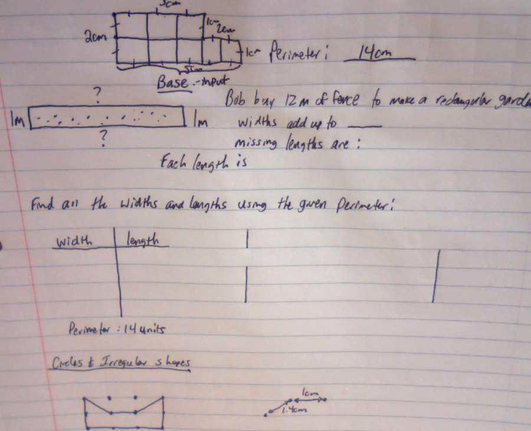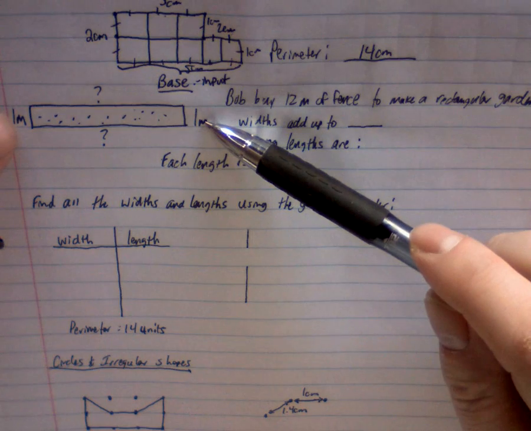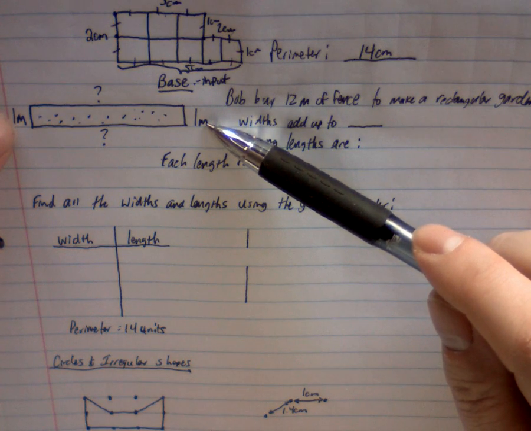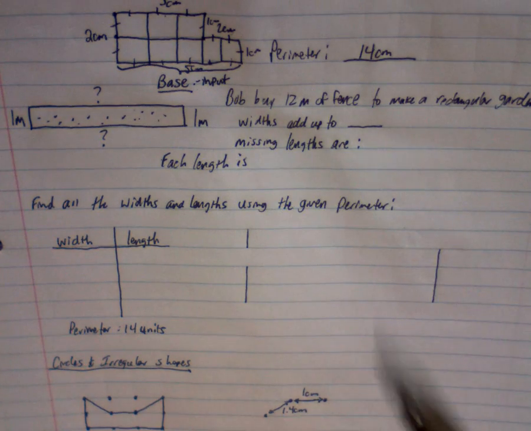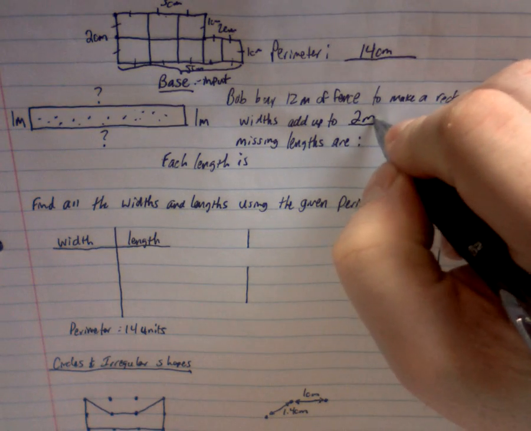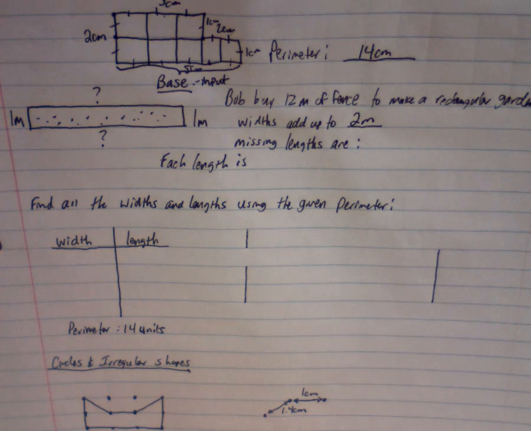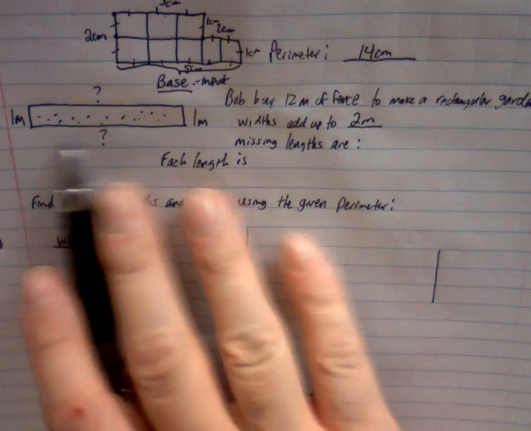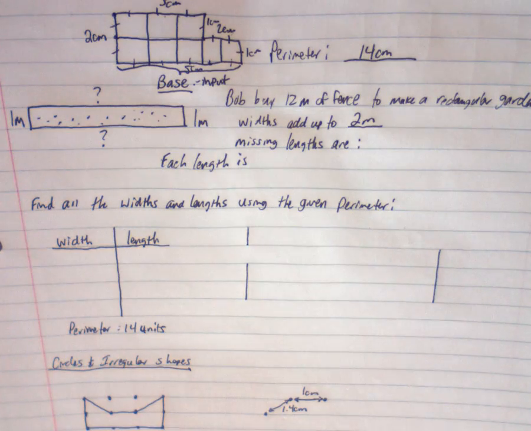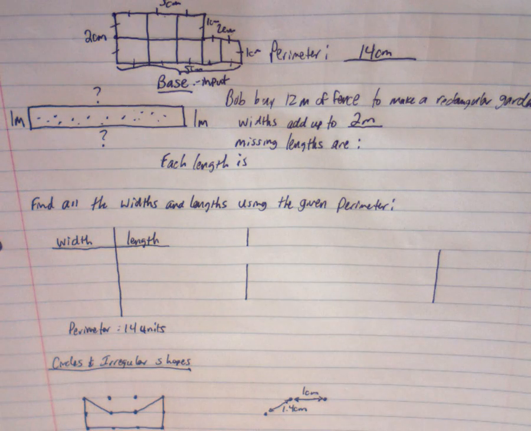First thing we want to point out is that you do have two widths on this perimeter. The widths add up to 2 meters. What we need to find are the missing lengths. So we need to find what this is and what this is. We know Bob buys 12 meters of fence so he can make his garden, so we know the perimeter is 12 meters because that's how much fence Bob buys. He wants to box in his garden.